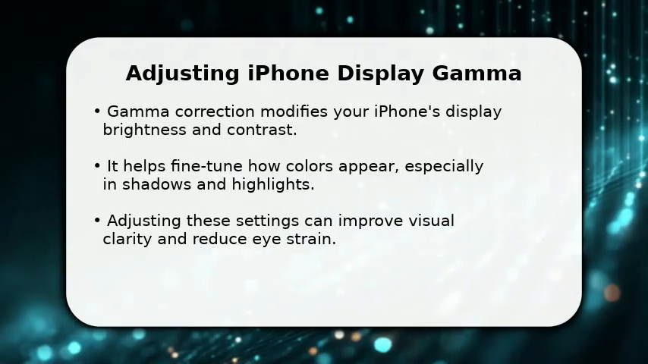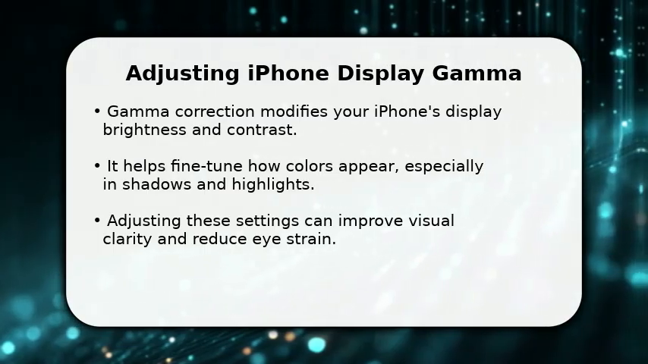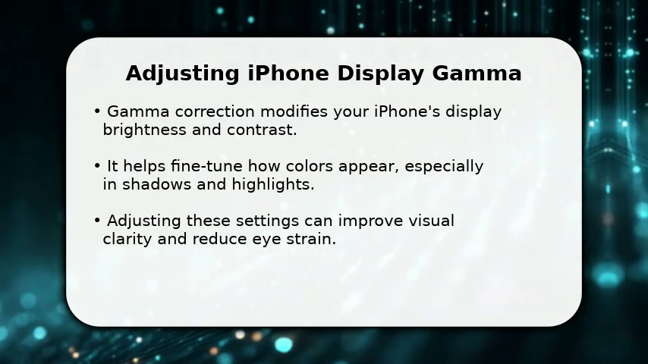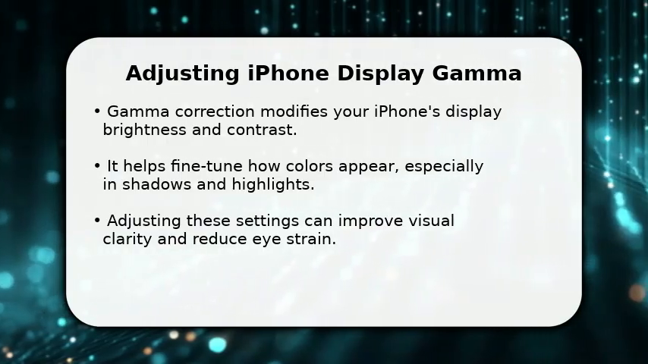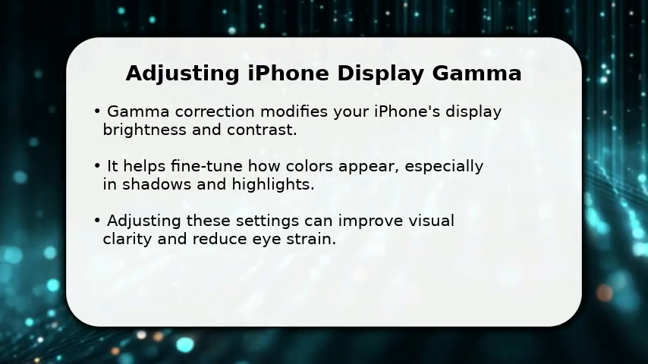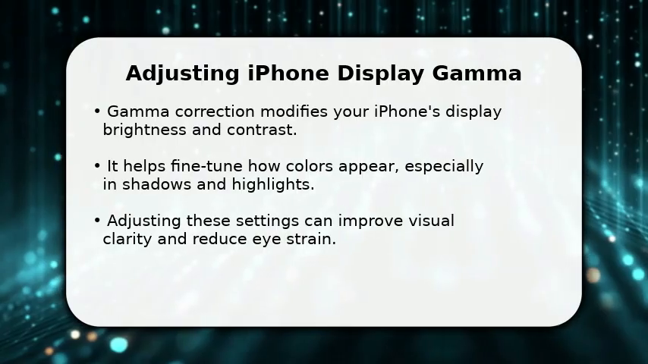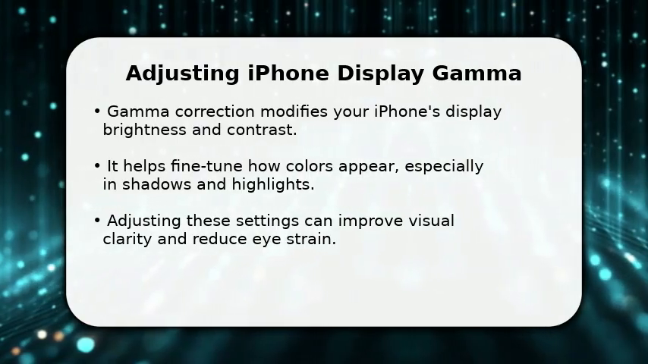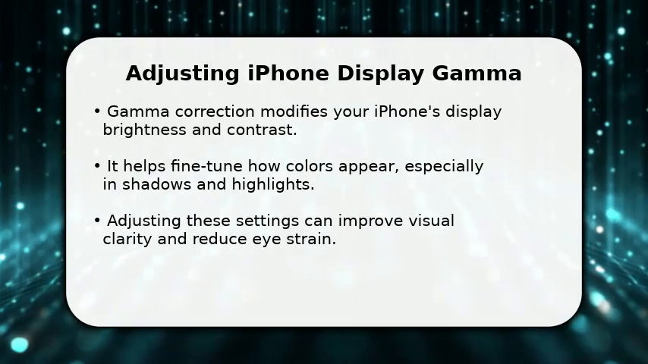In this video, I will explain how to use gamma on iPhone. While there isn't a direct gamma slider, you can achieve similar visual adjustments using built-in accessibility features. These settings allow you to fine-tune your display's color and brightness characteristics, enhancing overall visual comfort and clarity. We will explore the specific steps to modify your screen's appearance effectively.